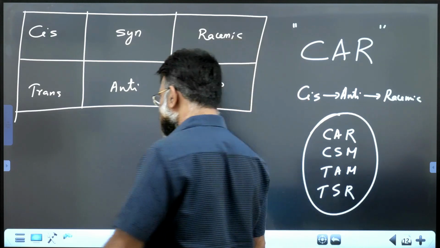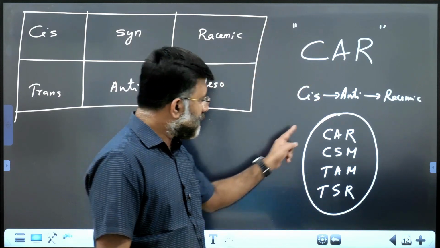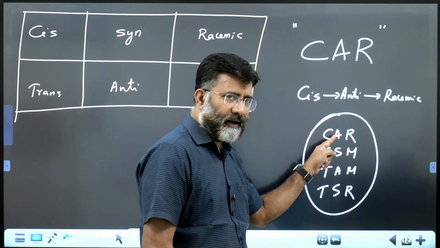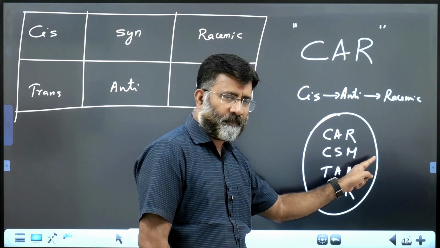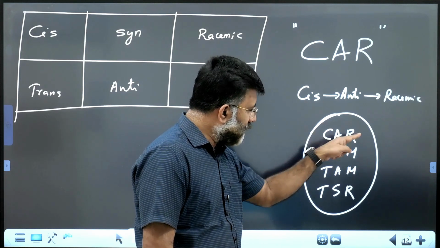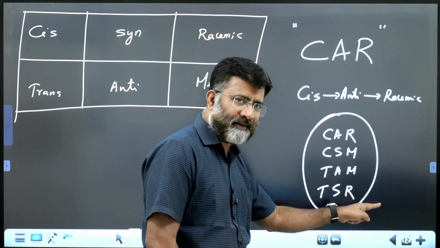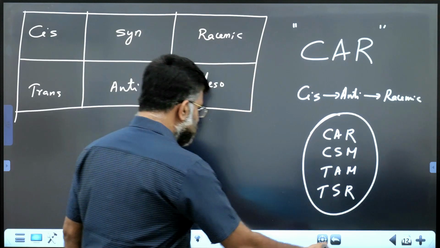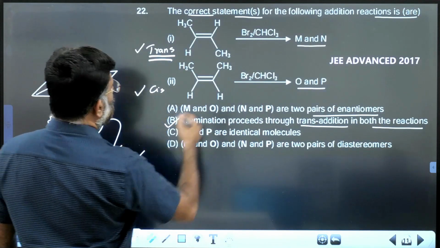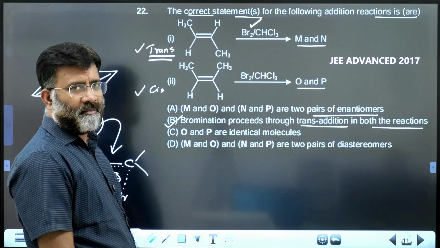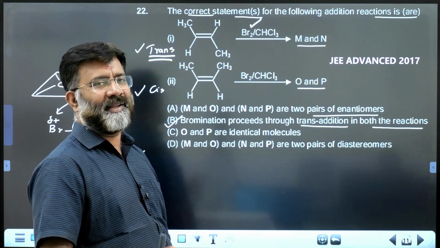Now let us review, hope this matter is clear. Cis compound anti-addition racemic. Cis compound syn addition meso. Cis anti racemic, trans anti meso. Trans anti meso, trans syn racemic. Easy, right? Now coming back to this, we have trans compound undergoing anti-addition. Cis anti is racemic, trans anti will be meso.